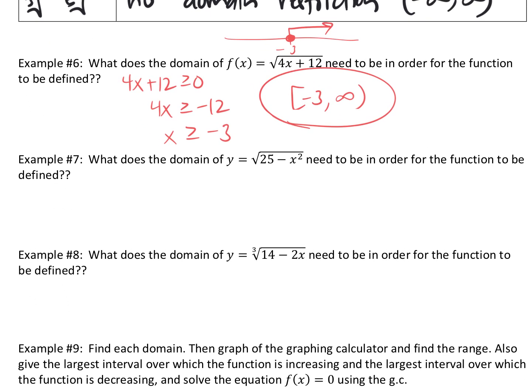All right, number 7, what is the domain of this function? Is it even or odd? It's an odd root, right? Wait, no, it's an even root. Okay, so we do have a domain restriction, right? So I have to set 25 minus x squared greater than or equal to 0. If I solve it, I get 25 is greater than or equal to x squared. And if I take the square root of this, I get not just one answer, but positive and negative 5, right? But what does that mean in terms of my function?